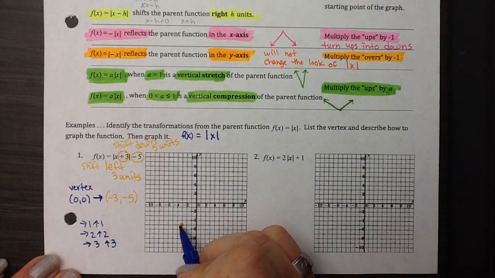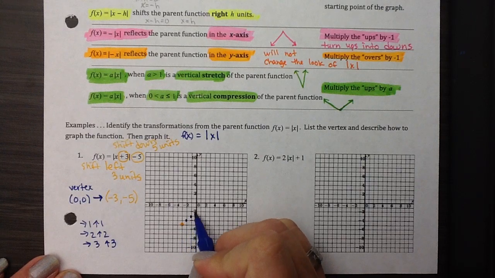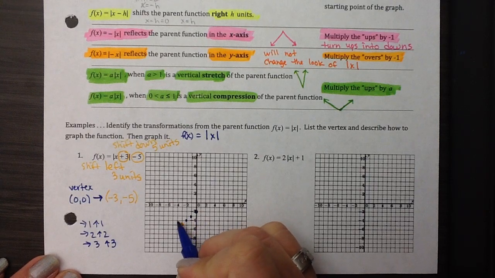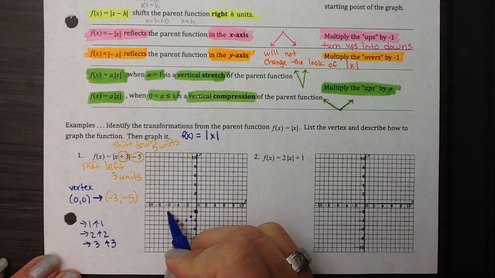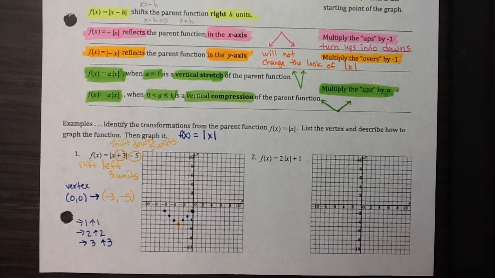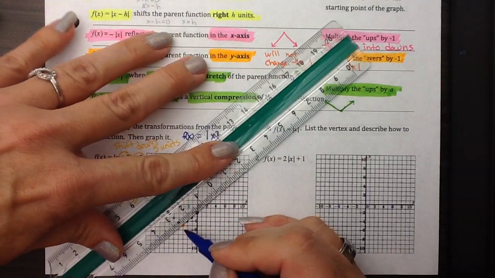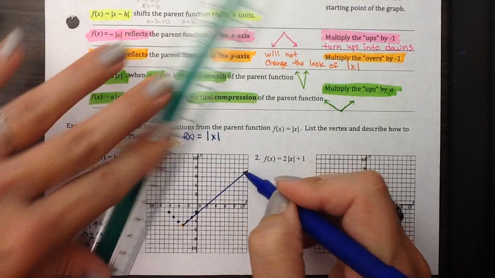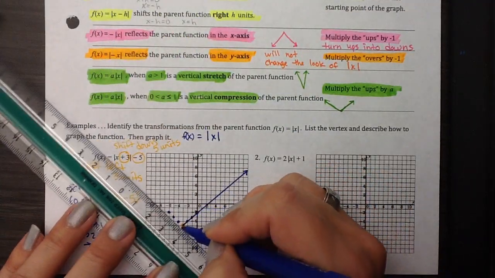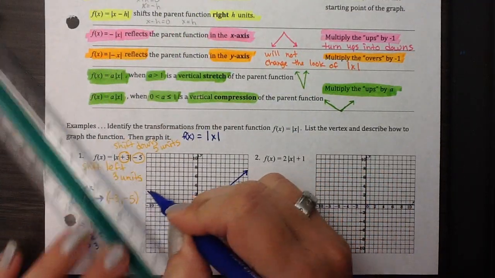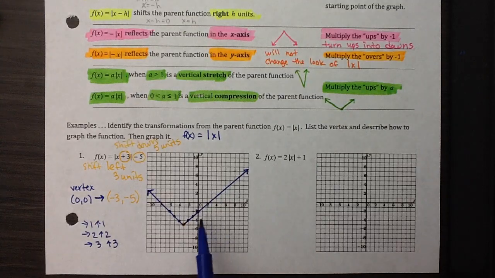So from my new vertex, I will go over 1, up 1, go back to the vertex, over 2, up 2, back to the vertex, over 3, up 3, and then I need those same points on the other side of the vertex. Then I will connect my dots all the way to the edge of my graph paper using a straight edge, and that will be my graph.